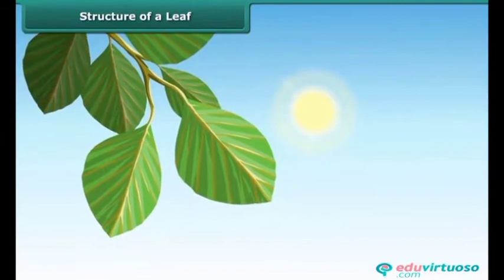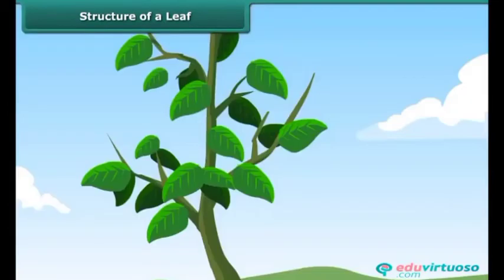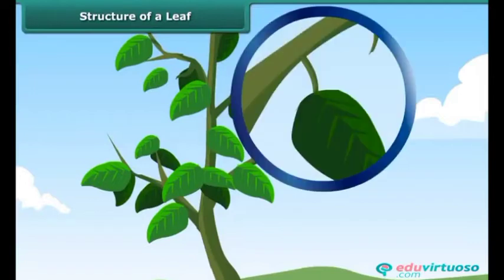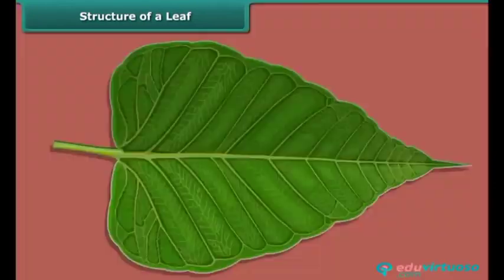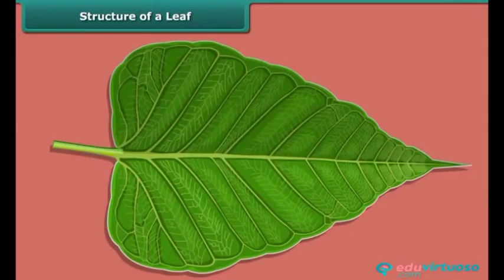So first of all, we can learn about leaves. Leaves are flat green structures attached to the node of a stem. Yesterday we studied the stem and node. The part by which the leaf is attached to the stem is known as the petiole. And here you can see the structure of a leaf.